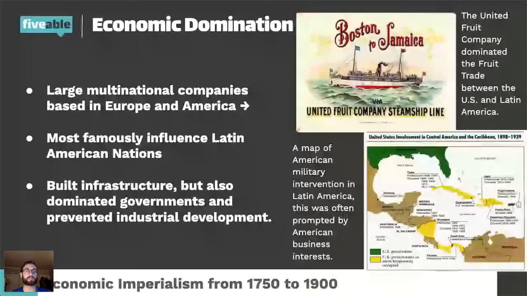It's very important. It's something to understand. The US may never have had much of a colonial empire before the 1890s, but the United Fruit Company definitely was a colonial empire in and of itself.